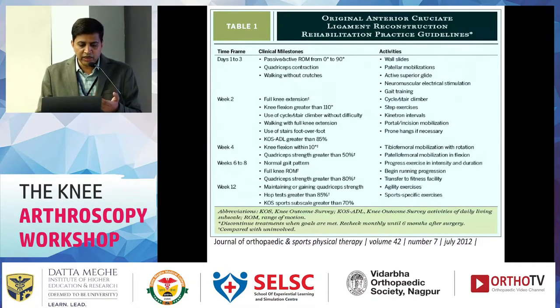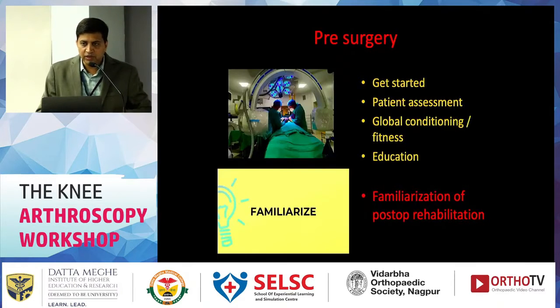You can go for more activities. At 4 weeks, it should be comparable to the other knee, with good quadriceps strength. Then at 6 to 8 weeks, they should almost get a normal gait pattern. And finally, at around 12 weeks, when you feel all things are good, you can certainly go for routine return to sports activity.